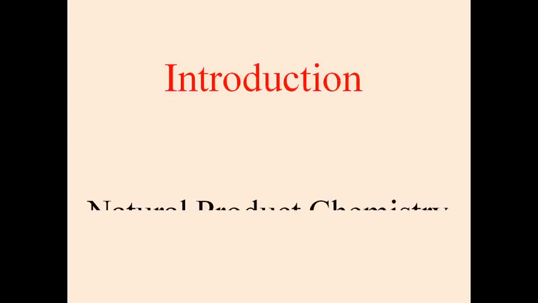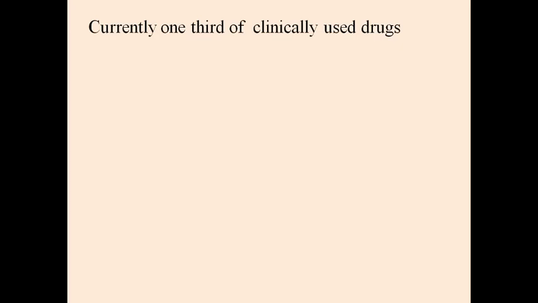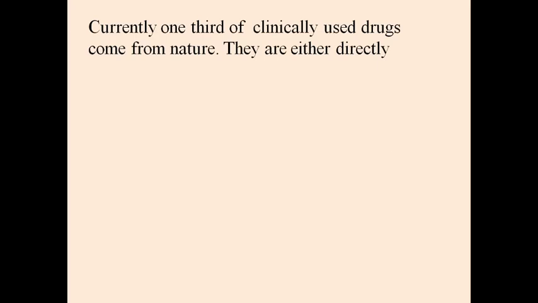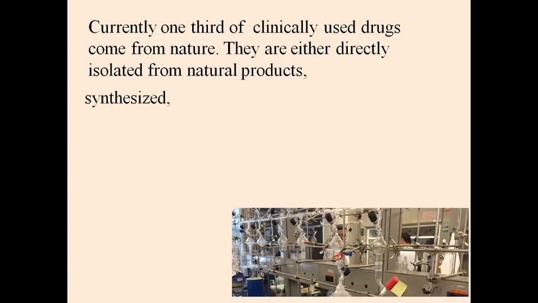Hello everyone. Today we are going to discuss Introduction to Natural Product Chemistry. Currently, one third of clinically used drugs in the market come from nature. They are either directly isolated from natural products, for example, caffeine, morphine, penicillin, erythromycin, digoxin, Taxol, and many others, or they can be synthesized in the lab.